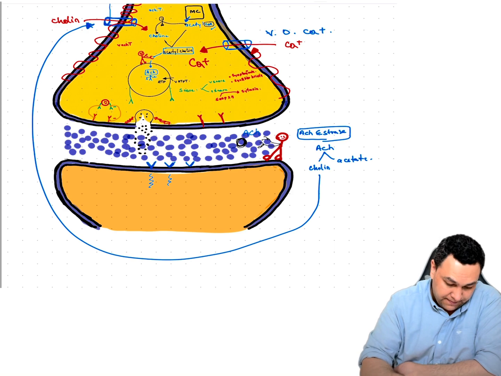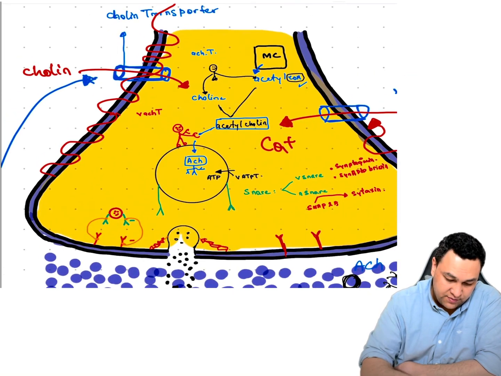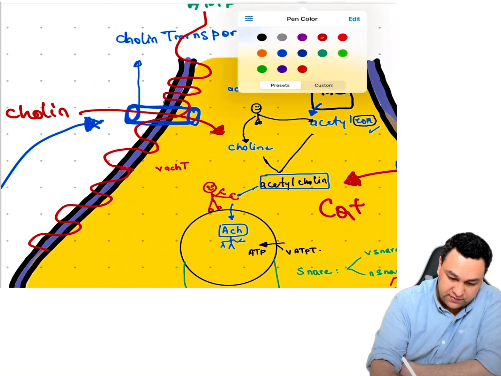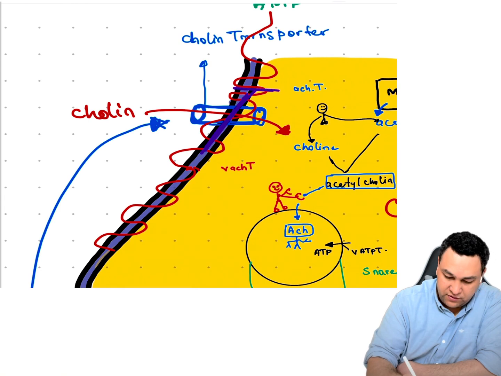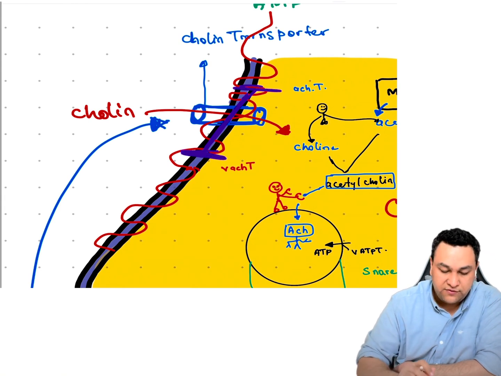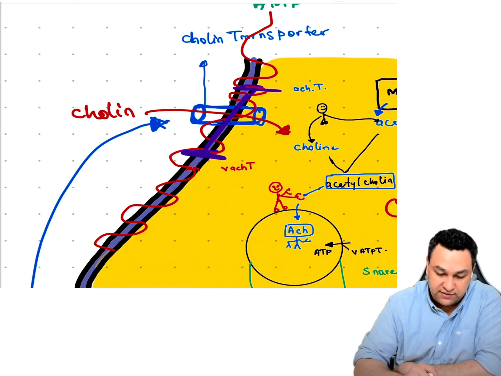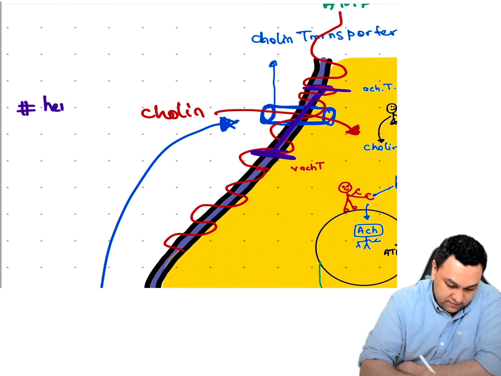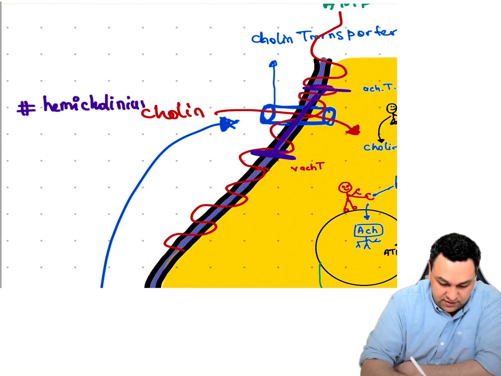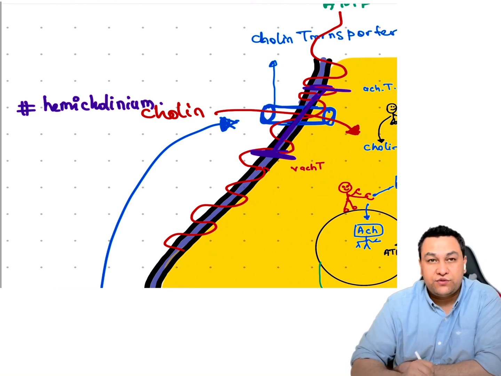Primarily, the choline transporter could be blocked here. There are some agents which can block the choline transporter. If the choline transporter is blocked, of course the choline will not enter, and the acetylcholine synthesis will decrease. This kind of molecule which blocks that is called hemicholinium. This is a choline transporter blocker.